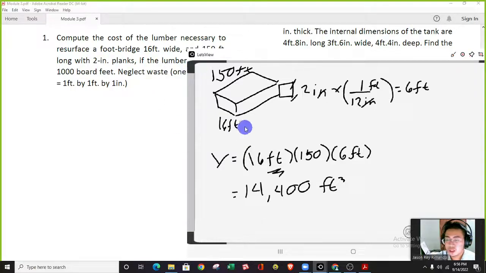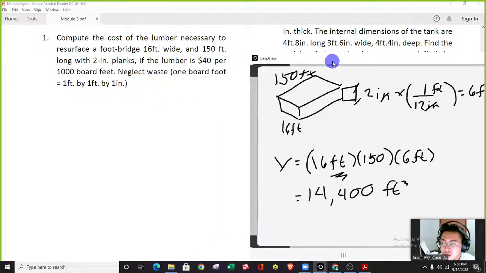Next. How do we compute for the cost? So, multiply natin to. Anong sabi niya? $40 per 1,000 board feet. Lagay na lang natin BFT. Okay? In order to cancel out one board feet, gamitin natin yung ito. 1 feet by 1 feet by 1 inch. Okay? So, 1 board feet, BFT, is equals to 1 feet by 1 feet by 1 inch.